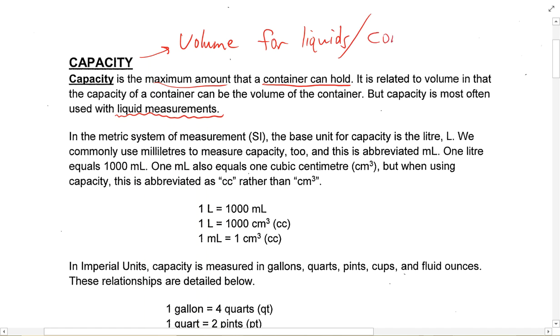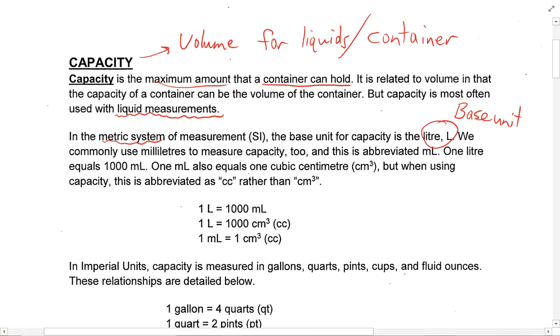Okay, so containers that hold liquids, such as your gas tank, your milk carton, any liquids that you buy, like juice, etc. We use liquids all the time. For the metric system, we use a liter. Liter is our base unit. Other base units we had were meters and grams, but for capacity we use the liter.